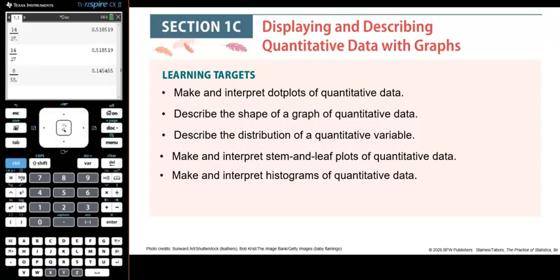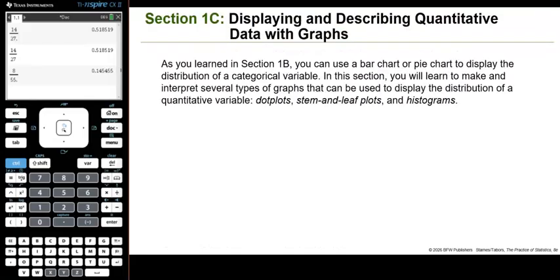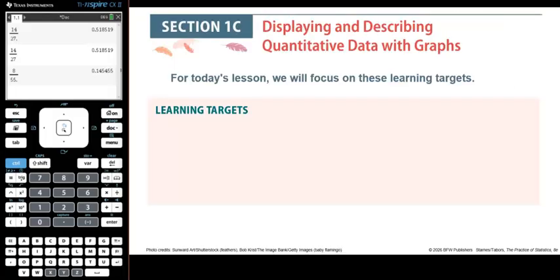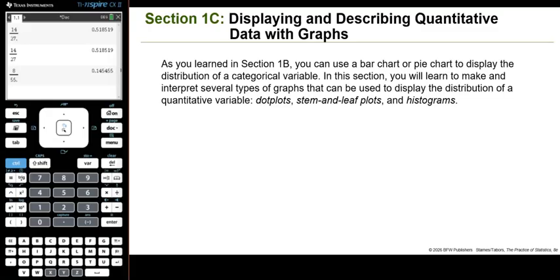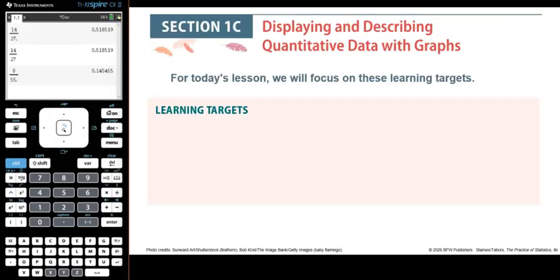So right away, all of this data we're talking about is quantitative. I think the last couple of graphs we've been doing have been categorical. So we're going to learn about stem and leaf plots, which you might have seen before, but they're a little different, and then histograms. So wow, a lot of stuff in one lesson. You can use a pie chart or a bar chart for categorical data. These are the three we're going to learn about today: dot plots, stem and leaf plots, and histograms.